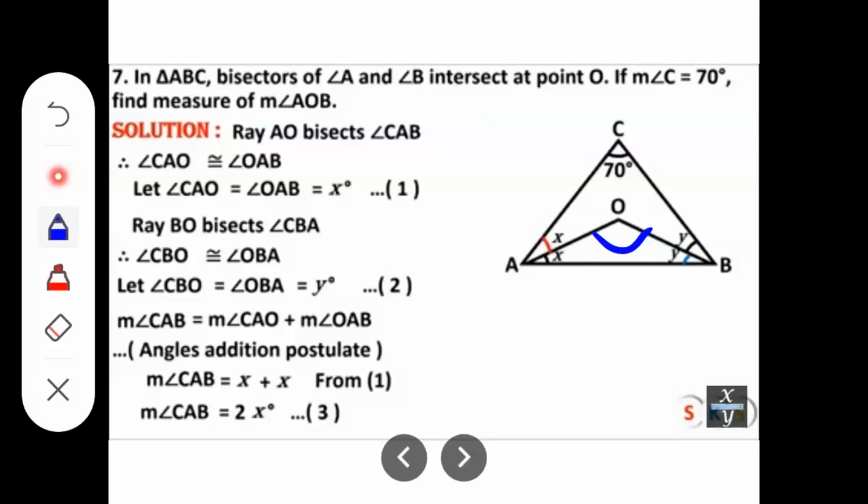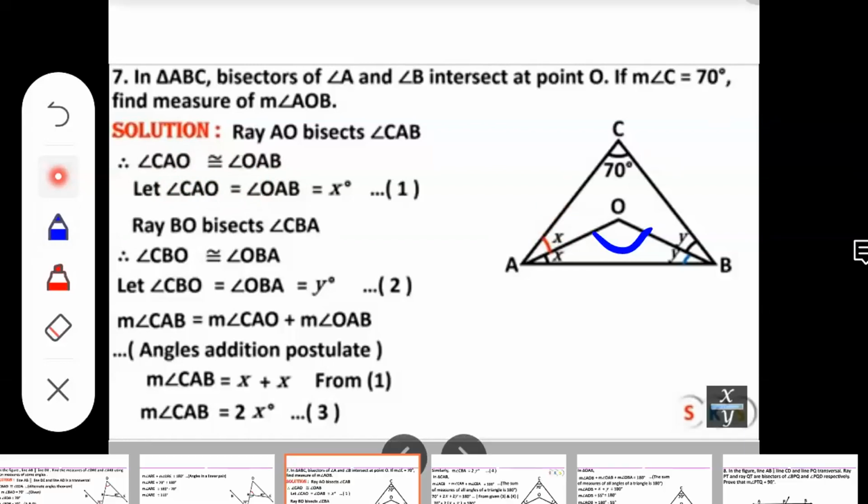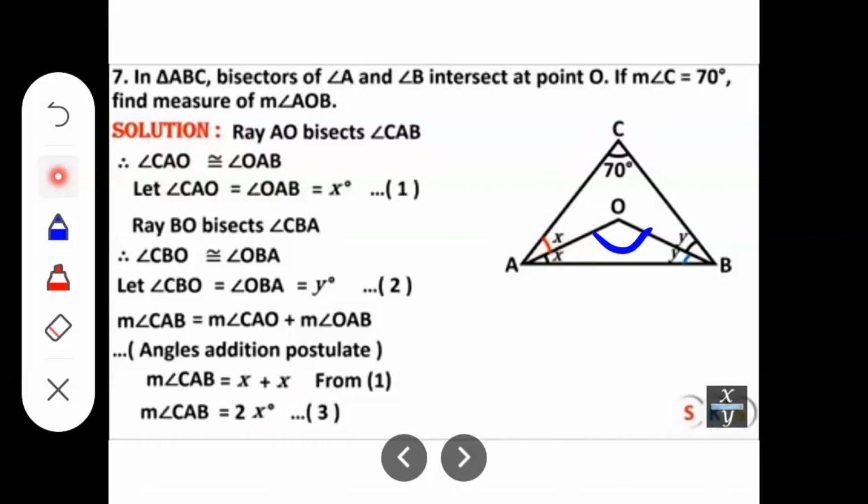So what is given here: the two angles, write their names, and each value is x degree. That is equation 1. Similarly, we will write here for those two angles, each value is y degree. That is equation 2. See the name of each angle. You can take a screenshot of the solution. Okay, I'm explaining it in short.